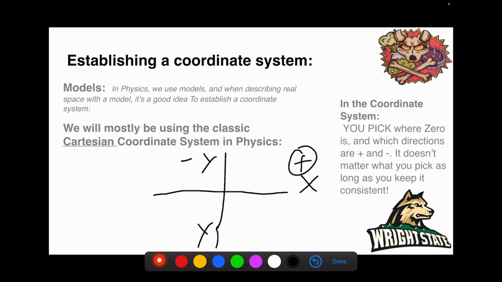But the classic Cartesian setup is like this. That's positive x to the right, positive y up, negative x to the left, negative y down. But again, you decide where your 0 point is, your origin, as you'd call it in the coordinate system, and you can make plus or minus whatever direction you want. Okay, so that is the Cartesian coordinate system. This is usually what we're going to be using to represent our model.